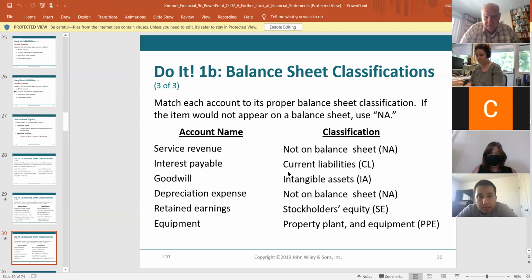Match each account to its proper balance sheet classification. If it doesn't belong on the balance sheet, say so. Well, what goes on the balance sheet? Assets, liabilities, and equity. What does not go? Revenues and expenses. So let's see what we have here. Service revenue, that's not on the balance sheet. You see the word payable, you automatically know that's a liability. Goodwill is an asset. Depreciation expense is not going to be on your balance sheet. Retained earnings certainly will. That's part of stockholders' equity, and equipment.